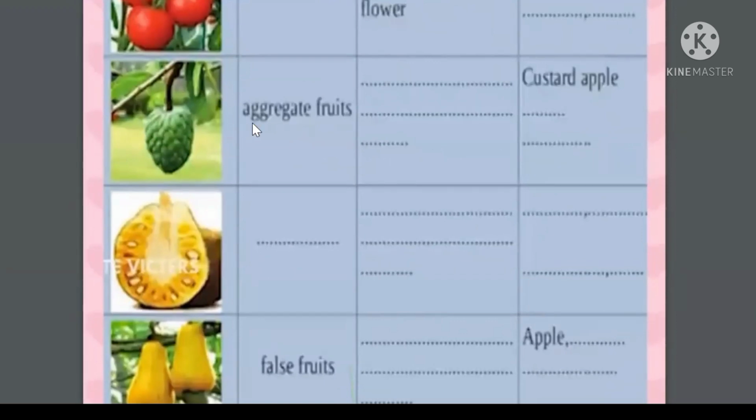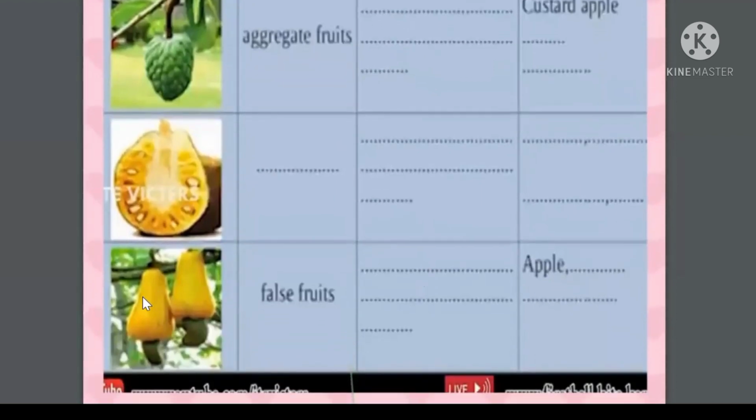Okay. Next, it's given here one portion. This is an example of aggregate fruit. Here we have to define aggregate fruit. Here we have to write the example. Now our jackfruit, we have to write type of fruit, definition of that particular fruit, examples. And in the fourth, it's given here what type of fruit. We have to write definition and more examples we have to write here.